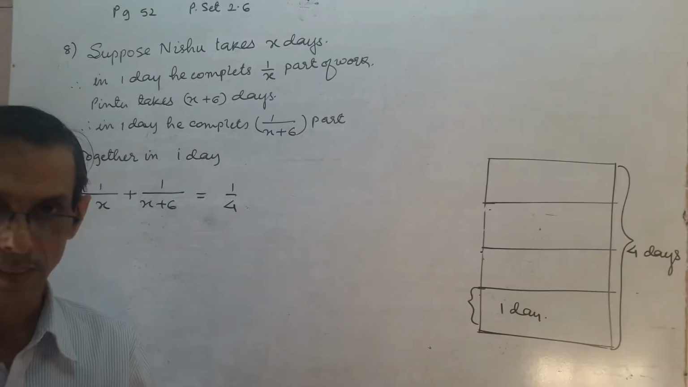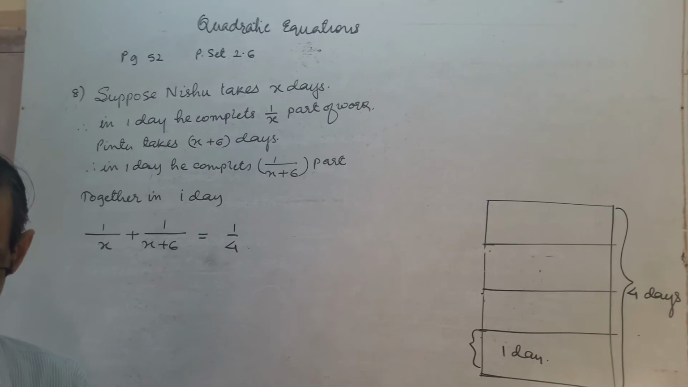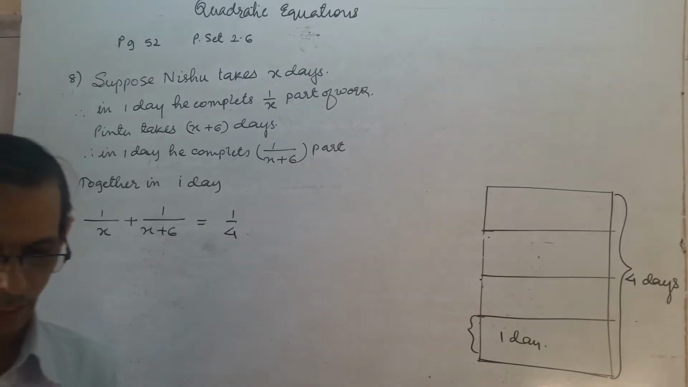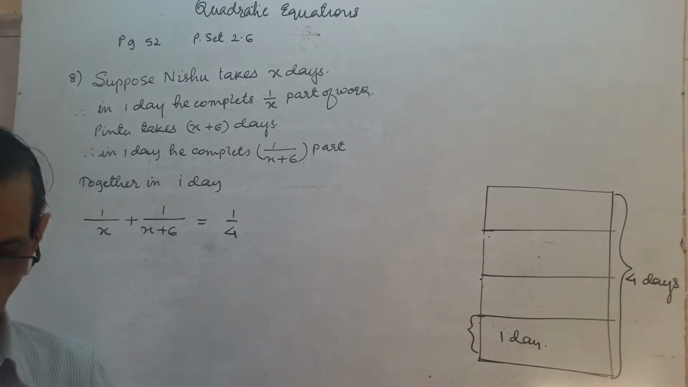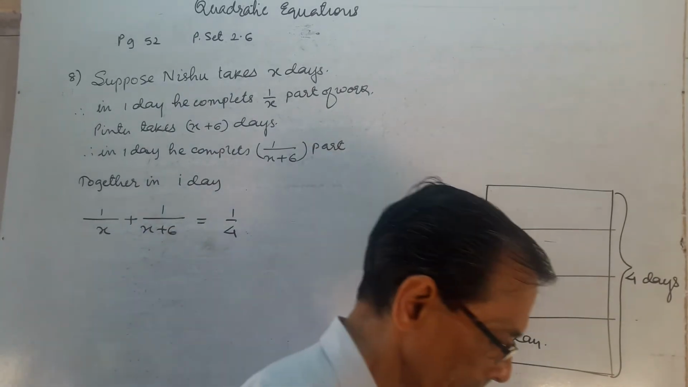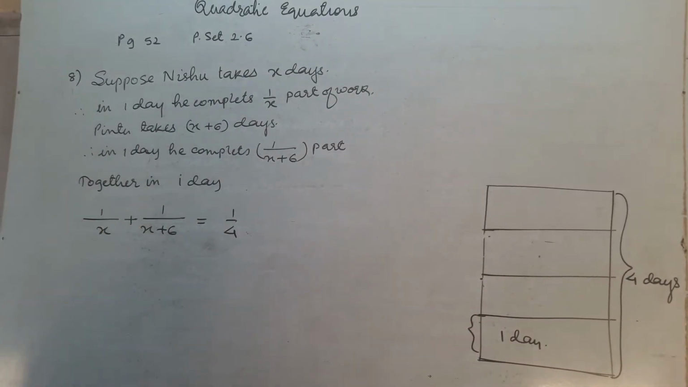Let us take its sum. Pintu takes 6 days more than Nishu to complete a certain work. If they work together and finish in 4 days, then how many days would it take to complete the work if they work alone?